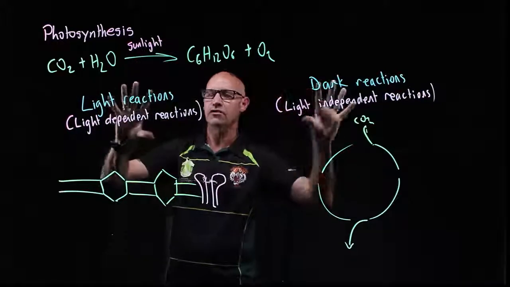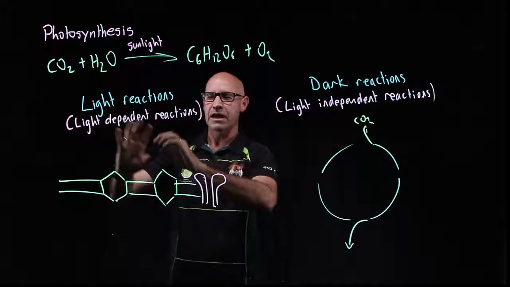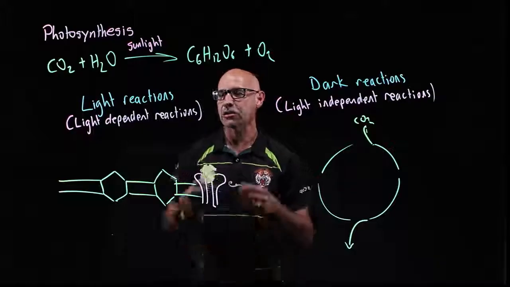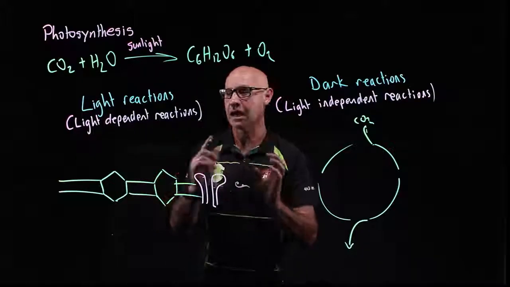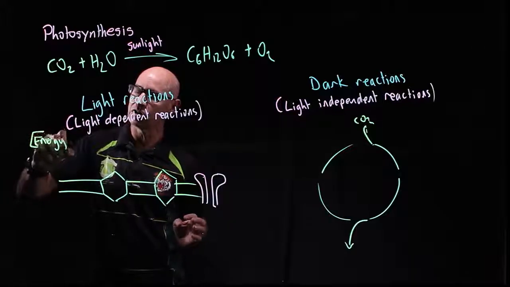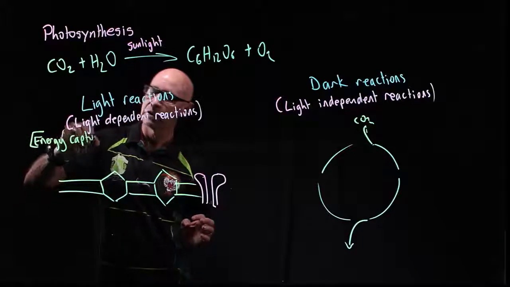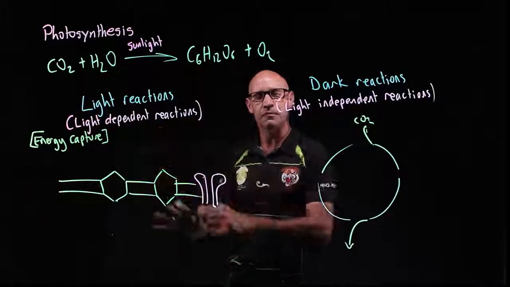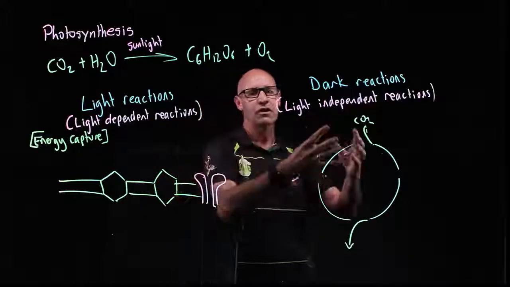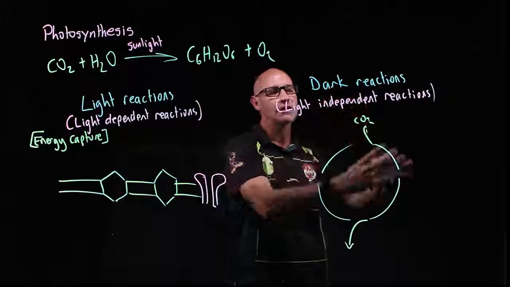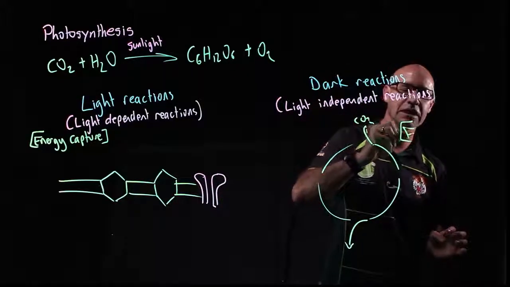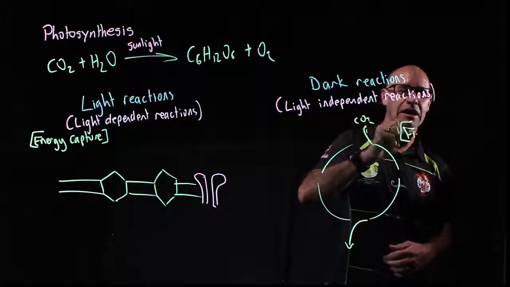We've got two types of reactions. Light reactions, or light dependent reactions. The whole process of that is about light capture, or energy capture. So let's just say that the most important part of this is about energy capture. We're capturing energy from the sun and converting it into chemical energy that is then used to drive the light independent reactions to fix carbon. So the most important thing we've got here is that we're fixing carbon.